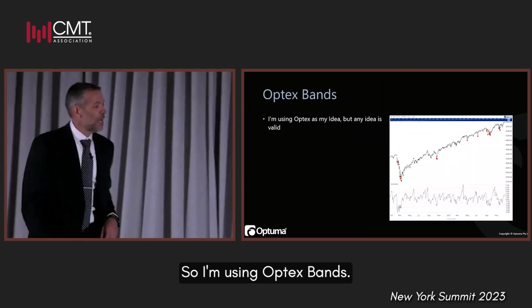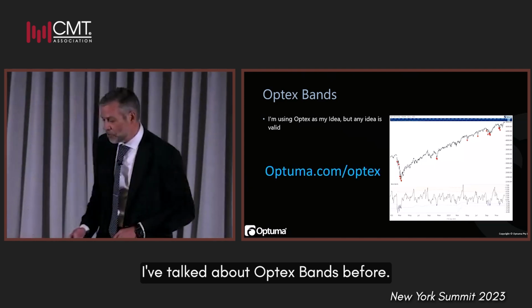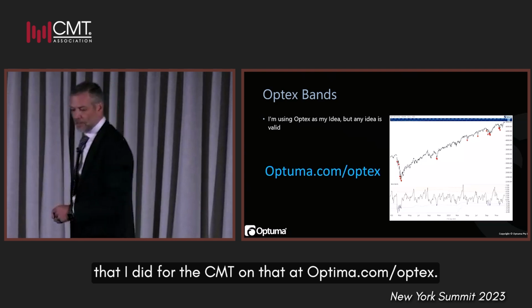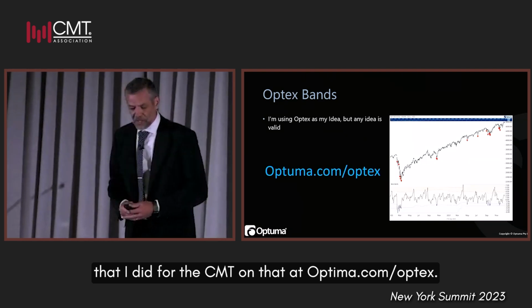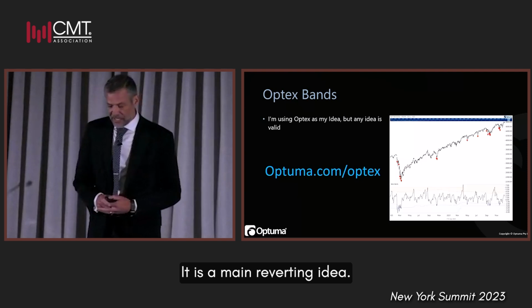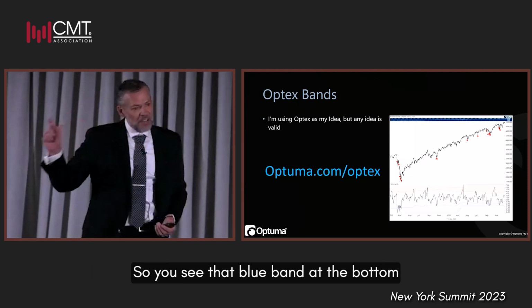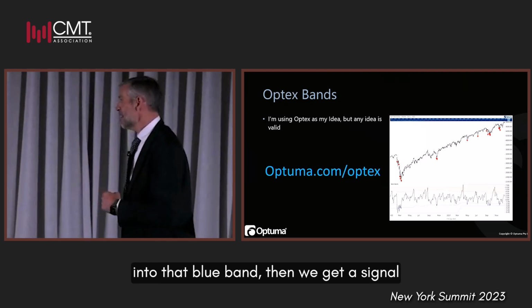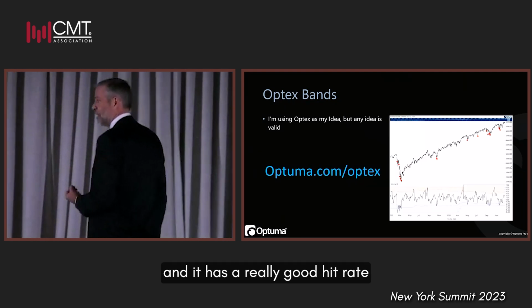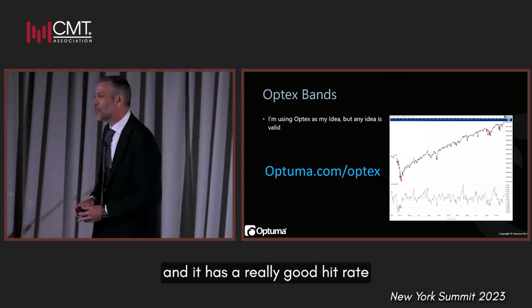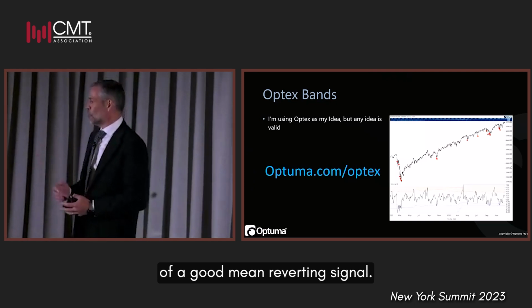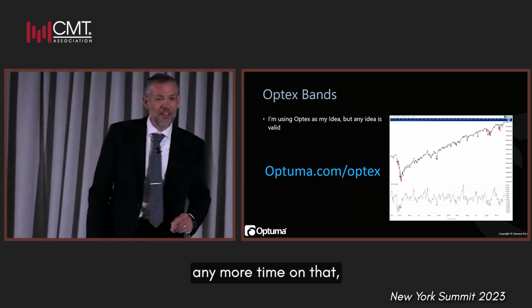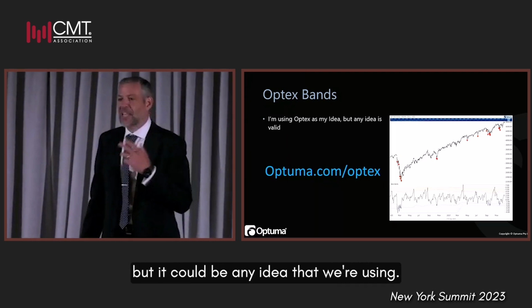So I'm using Optex Bands. I've talked about Optex Bands before. You can see a webinar that I did for the CMT on that at optima.com/Optex. It is a mean reverting idea. So you see that blue band at the bottom? Whenever that ratio line dips into that blue band, then we get a signal. And it has a really good hit rate of a good mean reverting signal. So that's just the idea. As I said, I don't want to spend any more time on that, but it could be any idea that we're using.